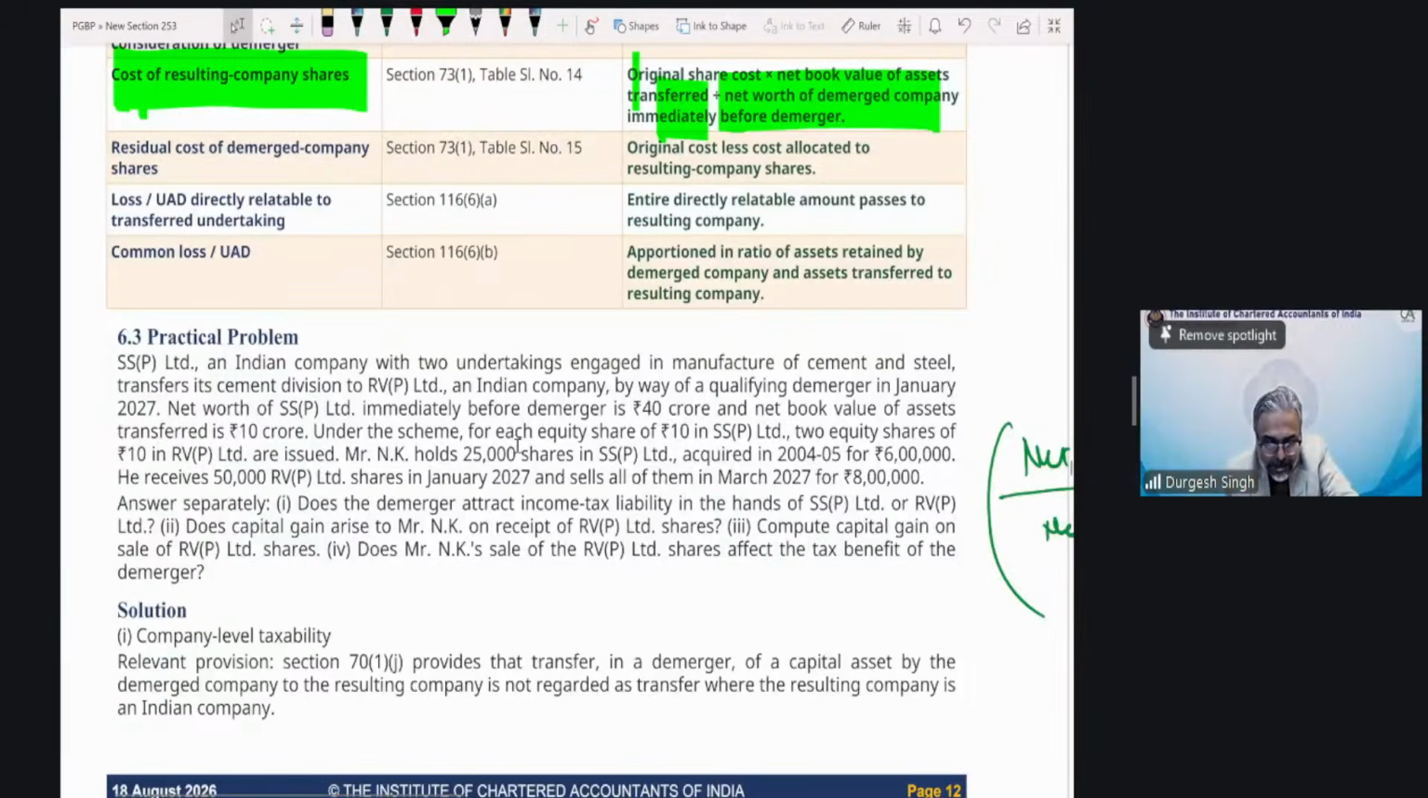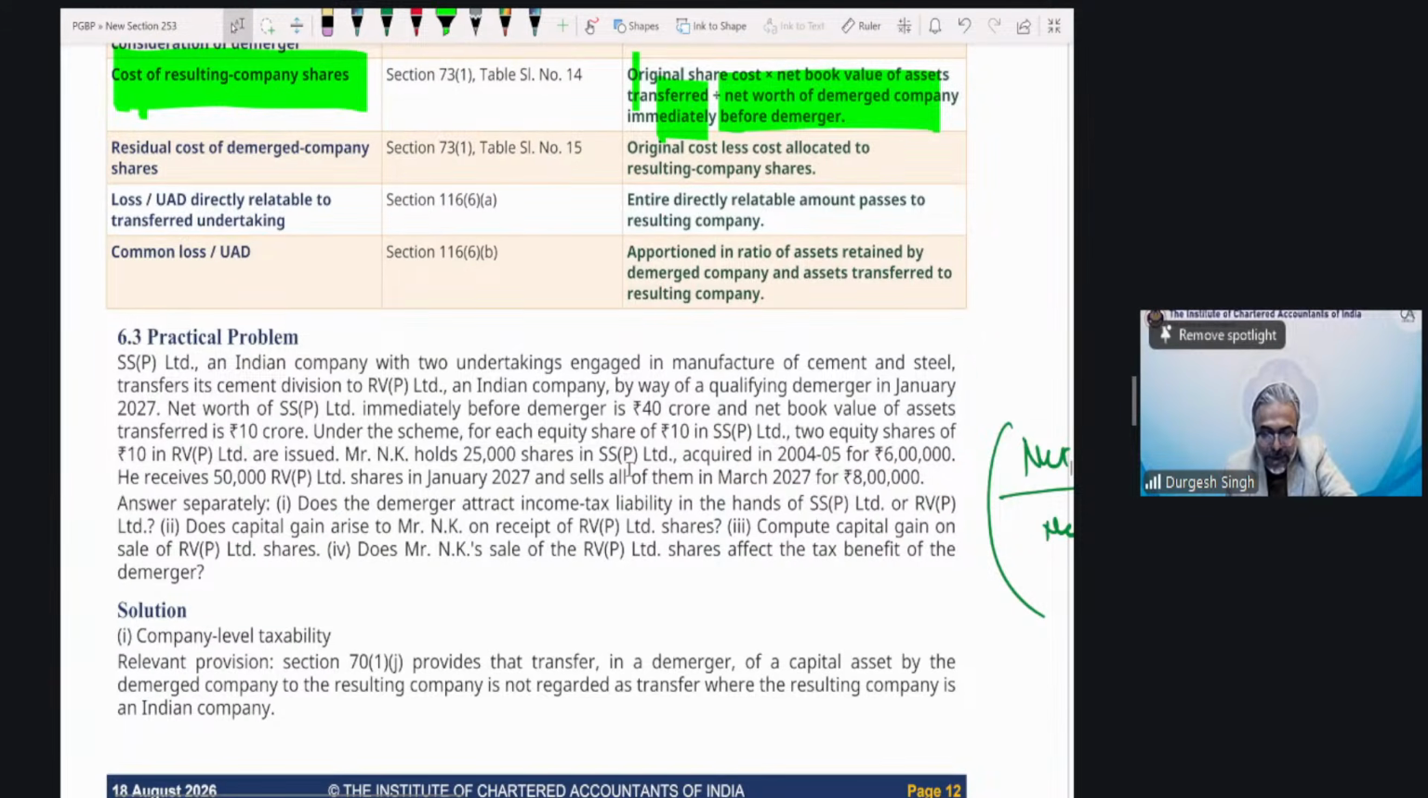Under the scheme, for each equity share of 10 in SS Private Limited, 2 equity shares in RV Private Limited are issued. Meaning thereby, students, I would be getting 2 shares in the resulting company for a single share which I have held in the old company.